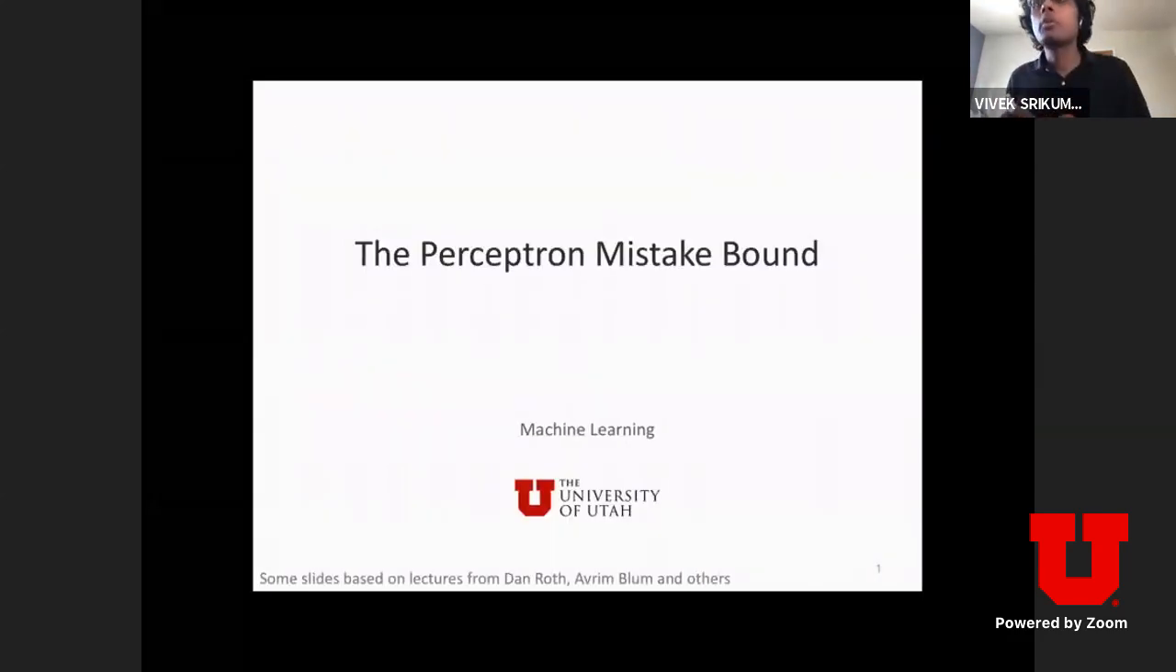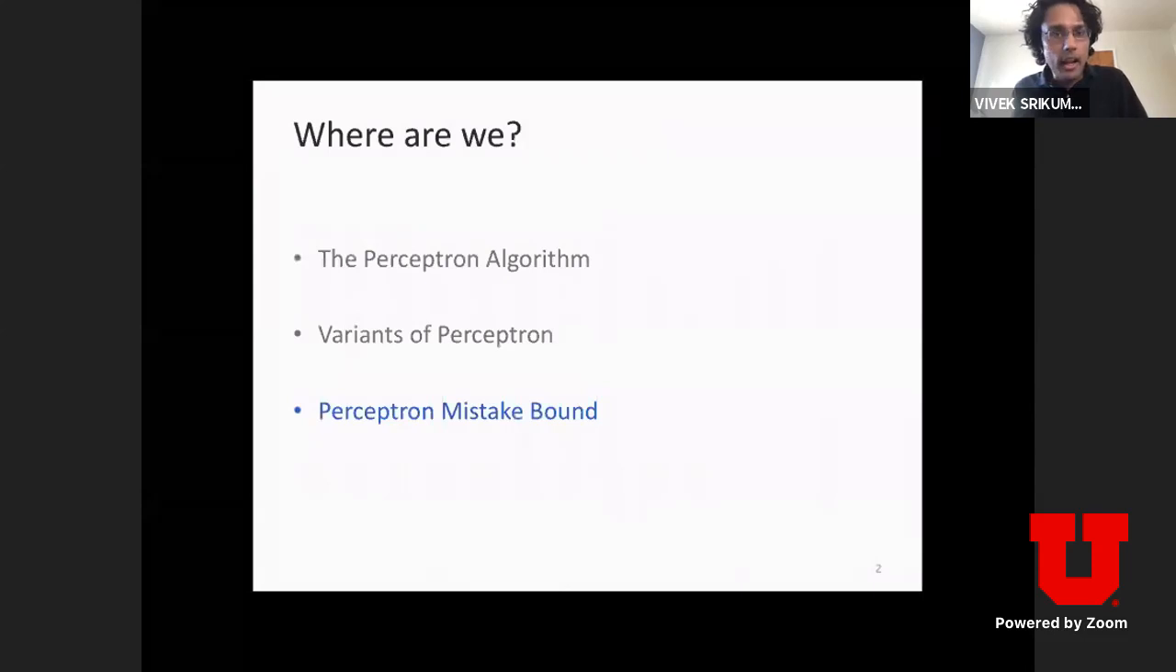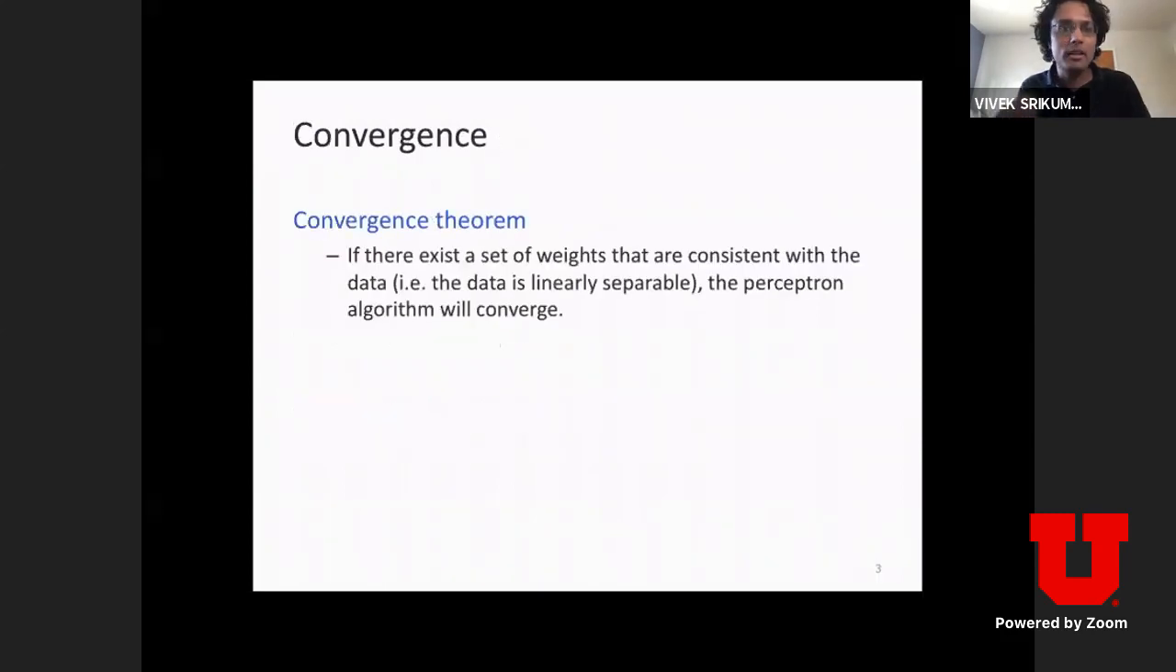So let's move on to the main theme of today's lecture, which is the perceptron mistake bound. We've already seen the algorithm and its variants. It's not enough to just write an algorithm and say, okay, trust me, it works. We need some sort of a proof that this is actually a valid algorithm.